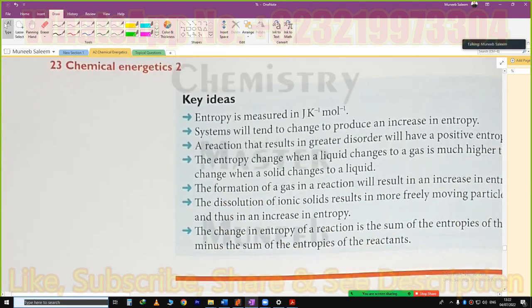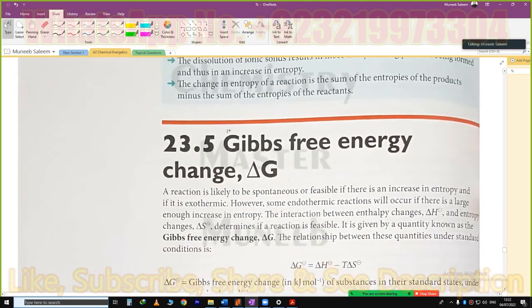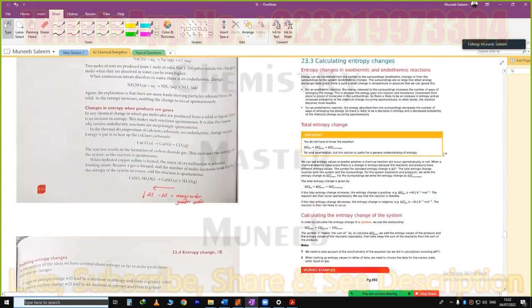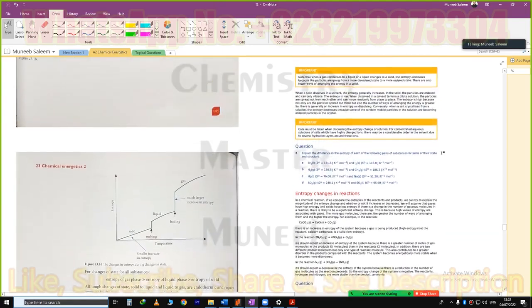Moving forward. This was all about the entropy from this book. Let's see something different in the second book.